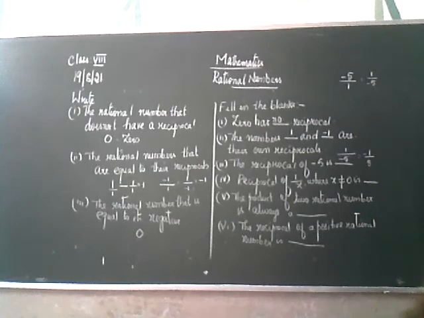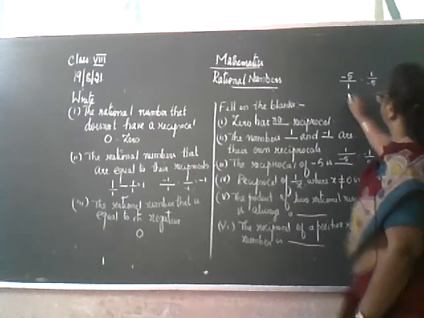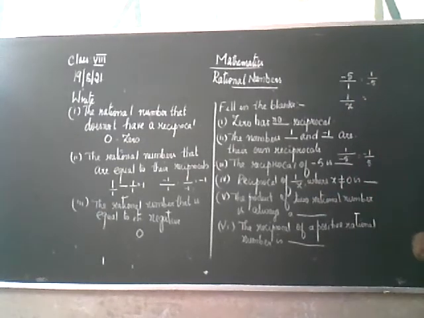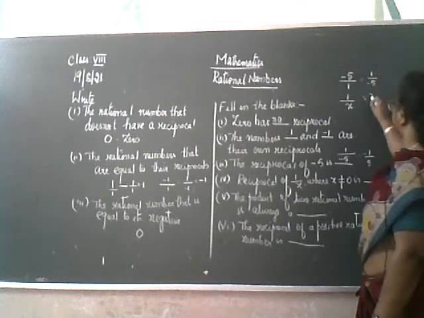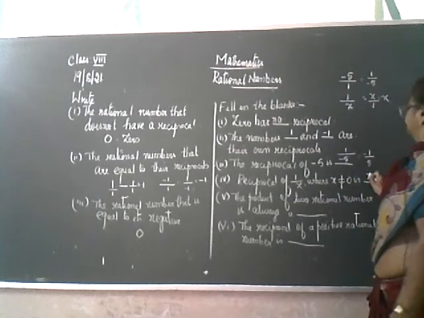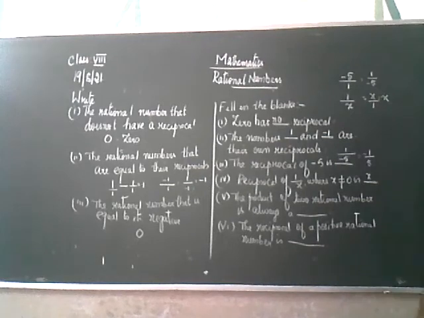Anyway, it is the same. Then, what is the reciprocal of 1 by x, where x is not equal to 0? So, what is the reciprocal? You write the inverse, that is x by 1, that is x. So, the answer is x.